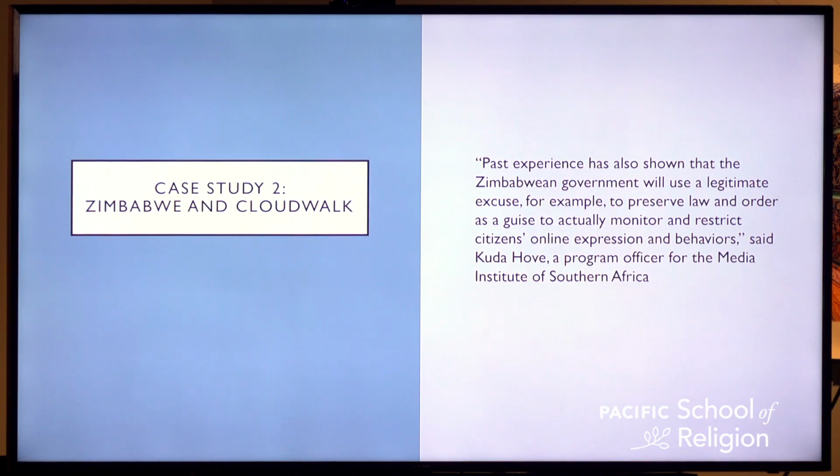So the second case study I want to talk about in this notion of data is Zimbabwe and this company CloudWalk. So I talked about it a little bit in the beginning. CloudWalk is a Chinese company that has agreed to set up the infrastructure for the government in Zimbabwe. So if you know anything about the government of Zimbabwe, it's not exactly a happy, well-functioning democratic society.